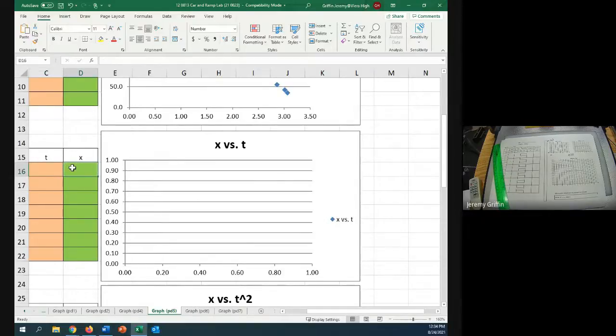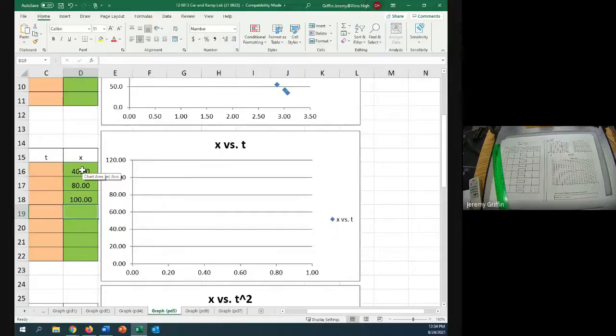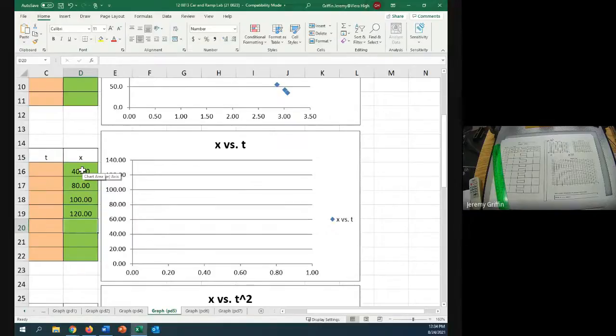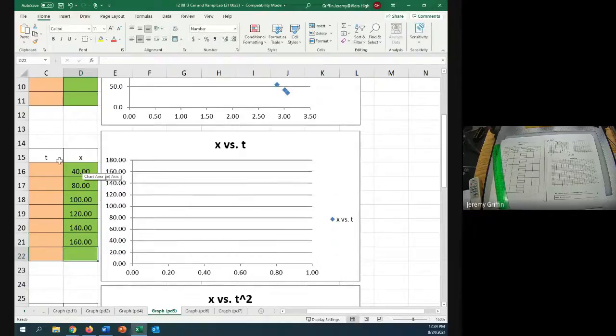So who wants to volunteer the data? Who thinks they have pretty good data for changing the distances? Okay, anybody got data? Oh, okay. Mauricio, what were your different distances? Okay, so 40, 40, 80, 80, 100, 120, 120, 140, and 160. All right. And what were the corresponding times?